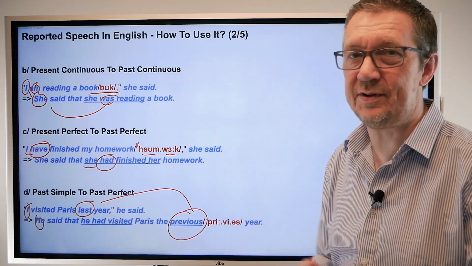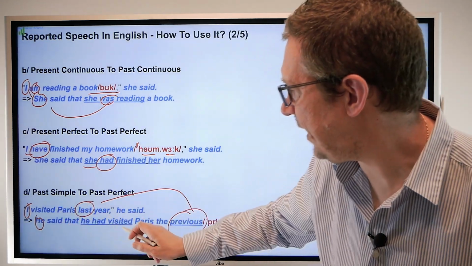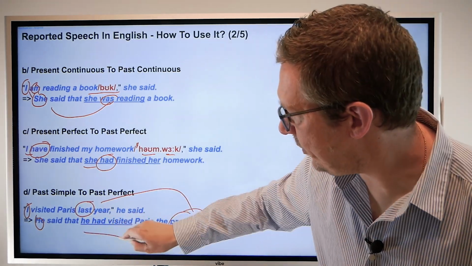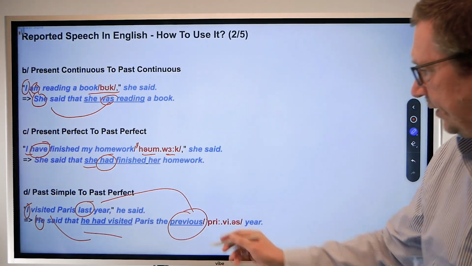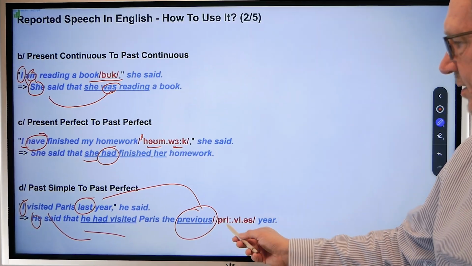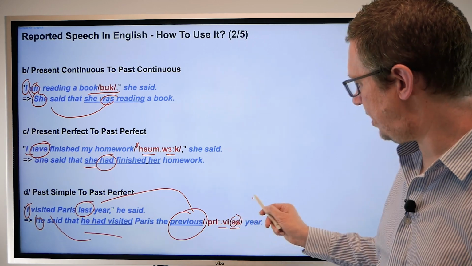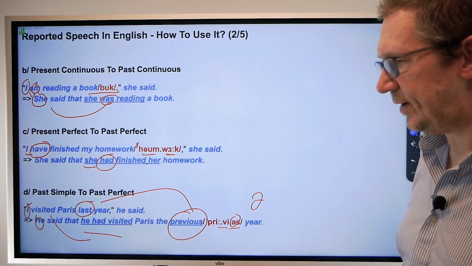So unless it's reported the same day, you have to make these changes. So he said that he had visited. So I visited, he had visited. This is where the past simple becomes the past perfect. Okay, previous. Let's have a look at the pronunciation here. Previous. This is our schwa, our famous schwa. Previous. Okay, he visited Paris previous year.